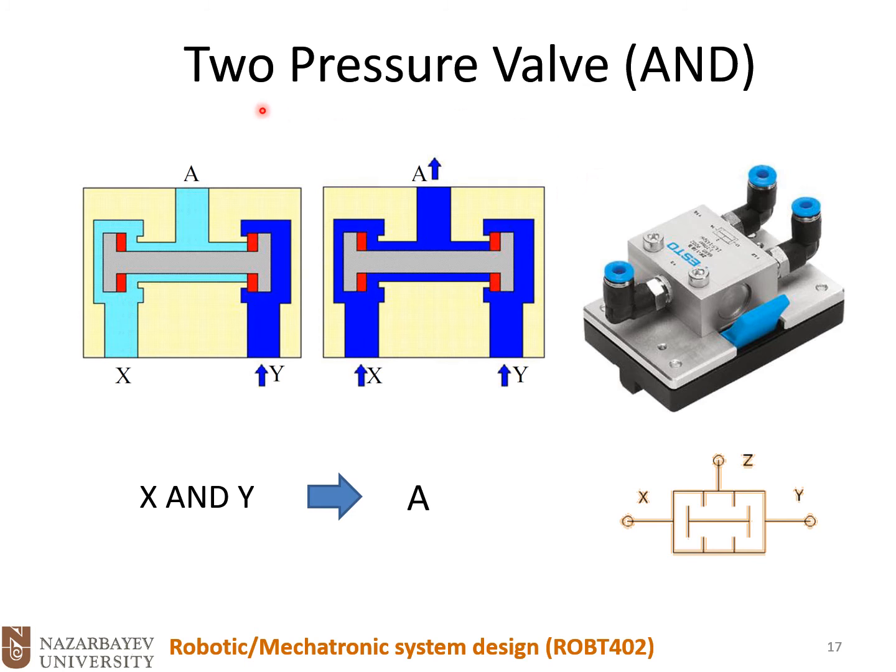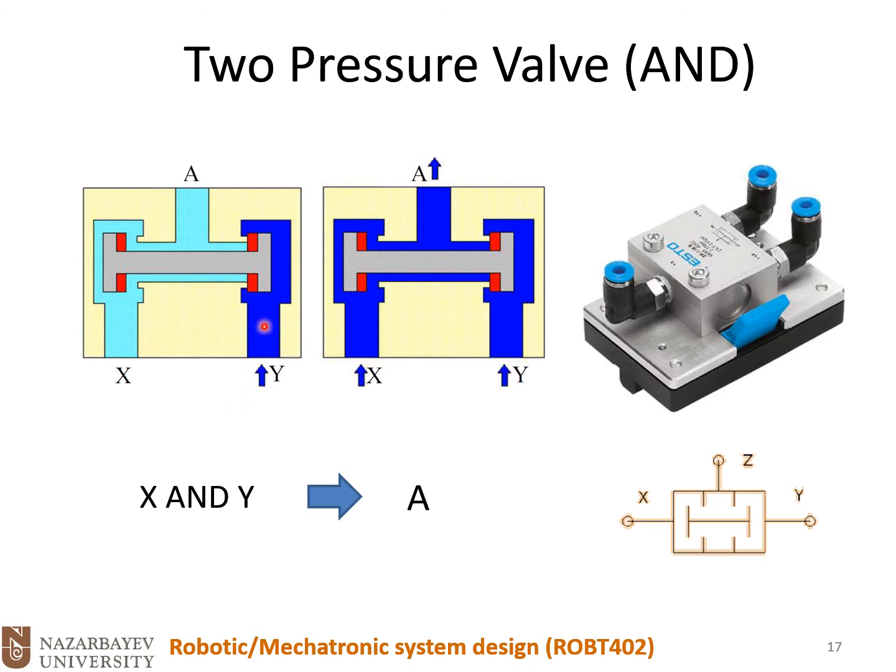The next type of control valves are the two pressure valve, or AND valve. So again, this is a logical valve. As you could see, when the X port and the Y port are both activated, then this obstacle will stay in the middle, and the pathway will be open to the A port.